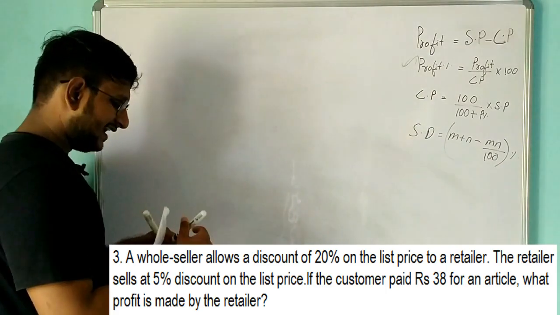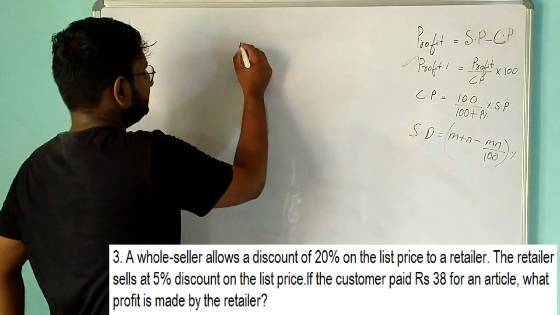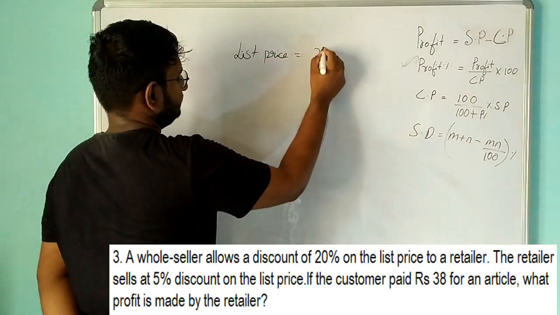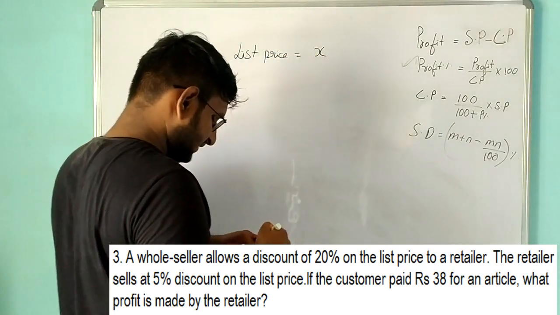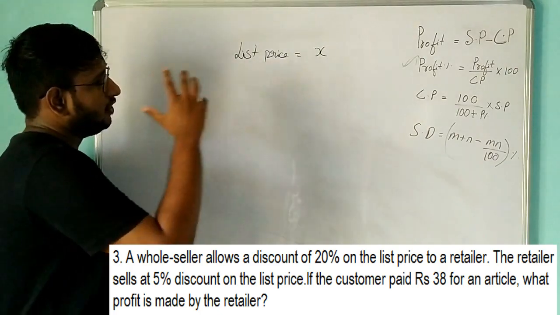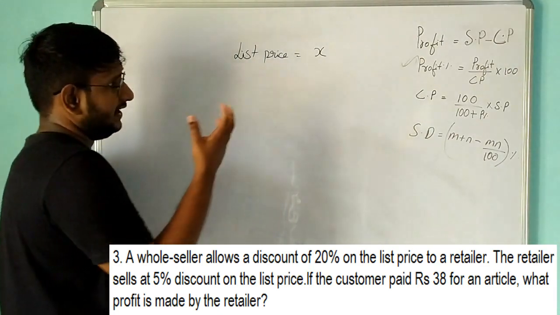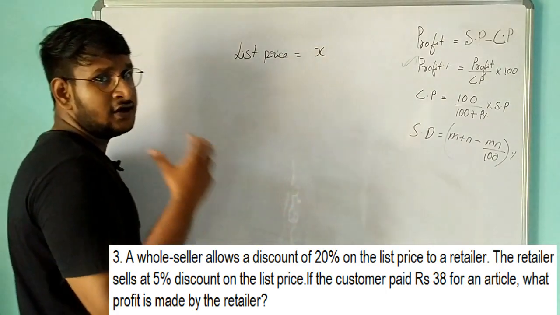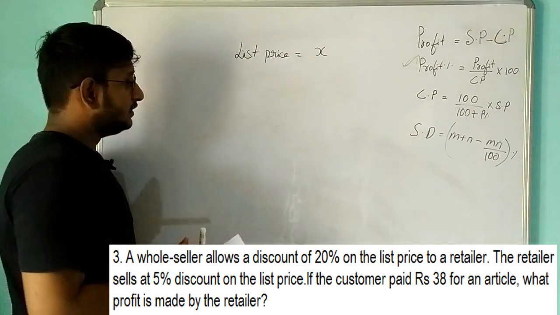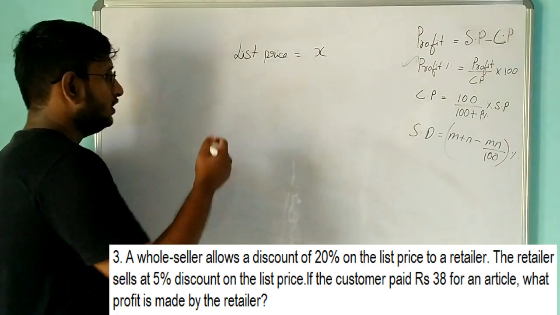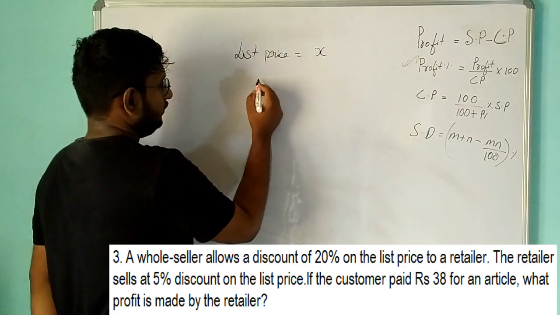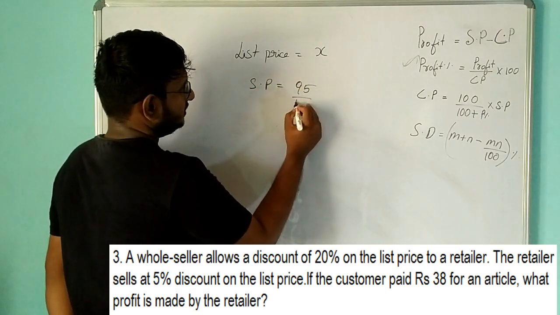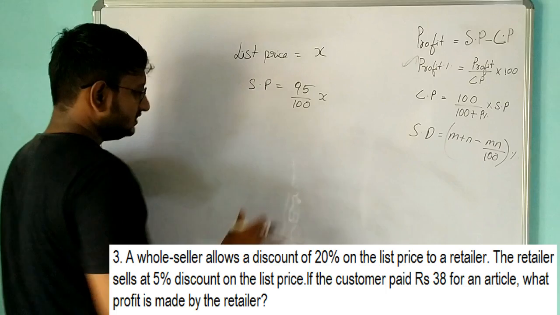Let's take the list price as X. So we have taken the list price as X, and the retailer sells the product at a 5% discount on the list price. So the selling price would be 95% of X. Okay, so this is the selling price.